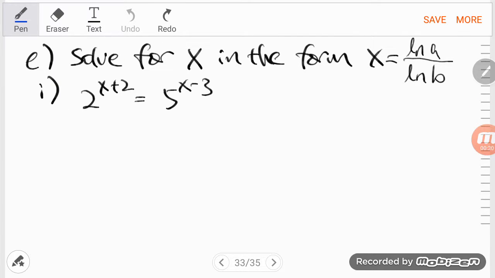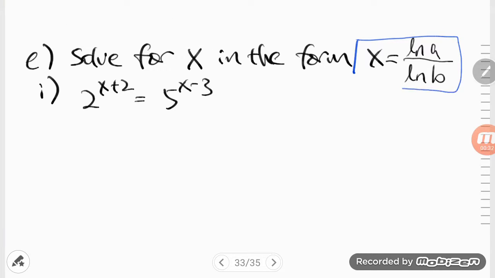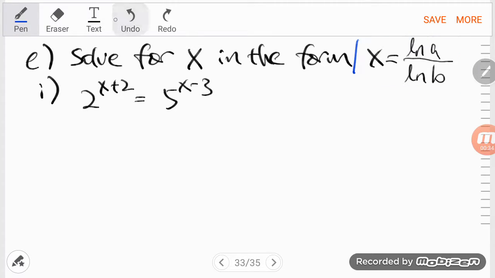So in fact, my value of x is going to be a fraction where my numerator will have some ln of a, and my denominator will be ln of b. So in other words, my x has to look like that, okay? My value of x must be in that form.